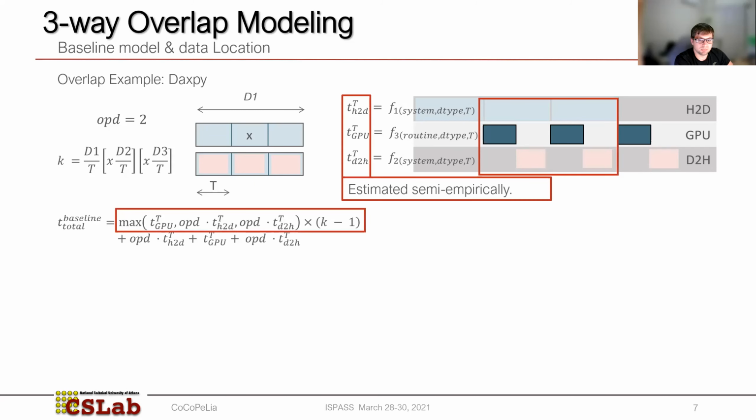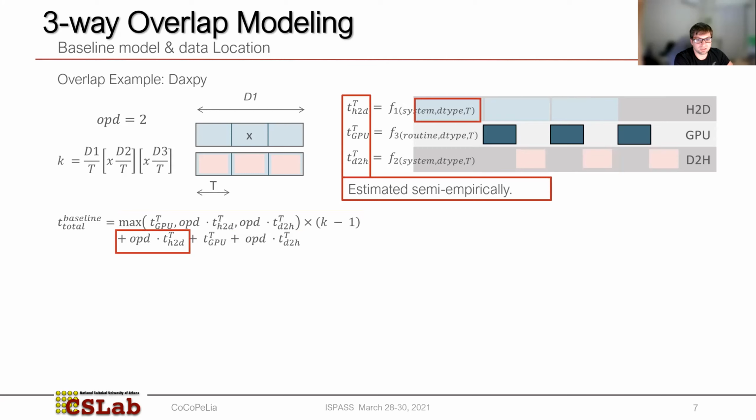Using this, we construct our baseline model for total offload time. The model represents that the total offload time of a kernel is the max of the computation, host-to-device and device-to-host transfers for the intermediate part that can be overlapped, plus the first host-to-device transfer and the last computation and device-to-host transfers that cannot be overlapped.